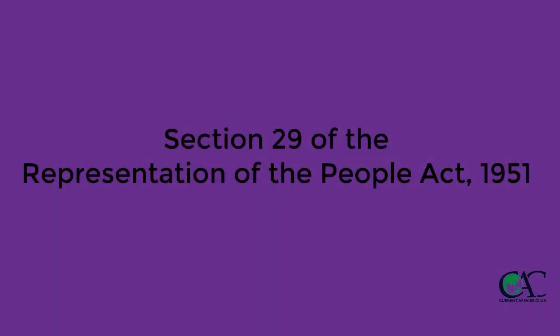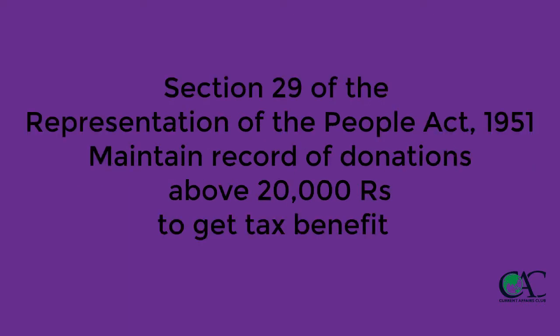Now obviously a question might have been raised in your mind, how is it possible that unknown source will contribute such a huge amount of money? Yes, it is possible and that's why we are covering today's topic. According to Section 29 of Representation of People Act, the political parties are required to declare details of contribution or donations of more than rupees 20,000 only. If the donation is less than 20,000, then they need not maintain any record of that.